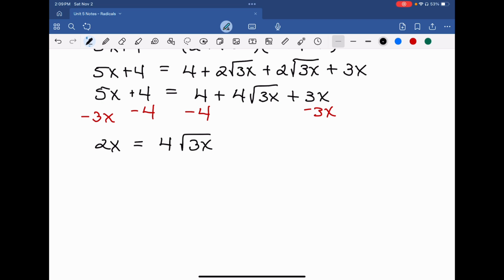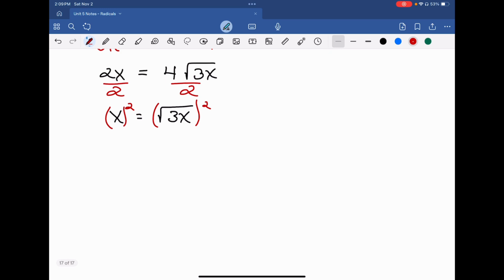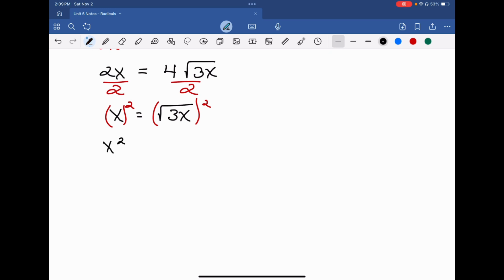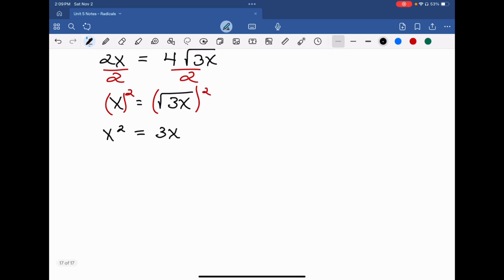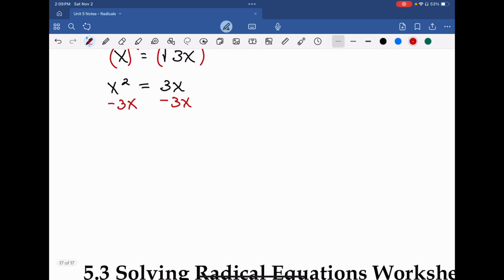Now, what I could realistically do here, just to simplify my life a little bit, is divide both sides by 2. If I realize the coefficients are divisible, this gives me x is equal to the square root of 3x. And then from here, in order to figure this out, let's square both sides. So I'm going to take this side, square it, which then is going to give me x squared is equal to 3x. I'm going to take that 3x and move it over to the other side because I want to figure this out as a quadratic.